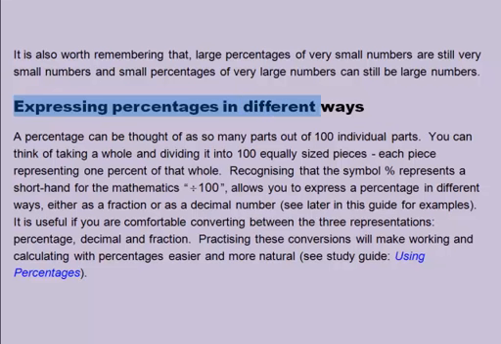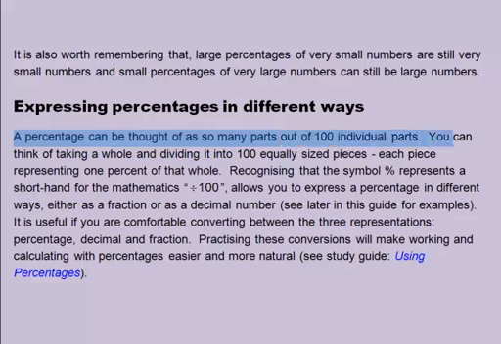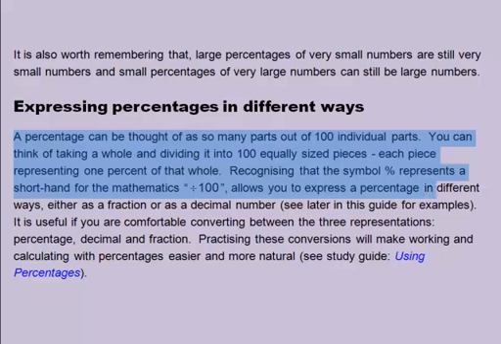Expressing percentages in different ways. A percentage can be thought of as so many parts out of 100 individual parts. You can think of taking a whole and dividing it into 100 equally sized pieces, each piece representing 1% of that whole. Recognizing that the symbol percent represents a shorthand for the mathematics divide by 100 allows you to express a percentage in different ways, either as a fraction or as a decimal number. See later in this guide for examples.